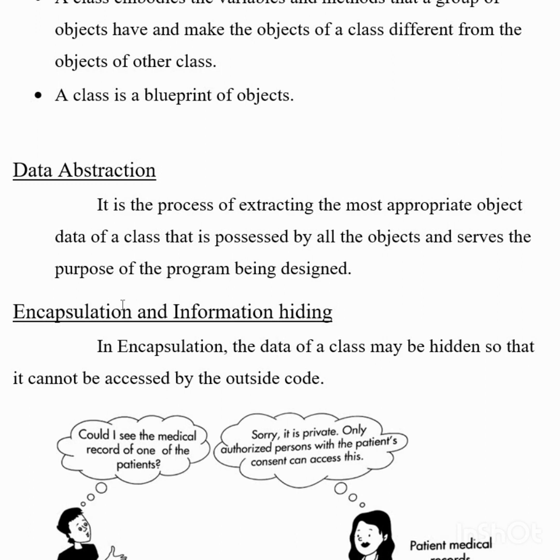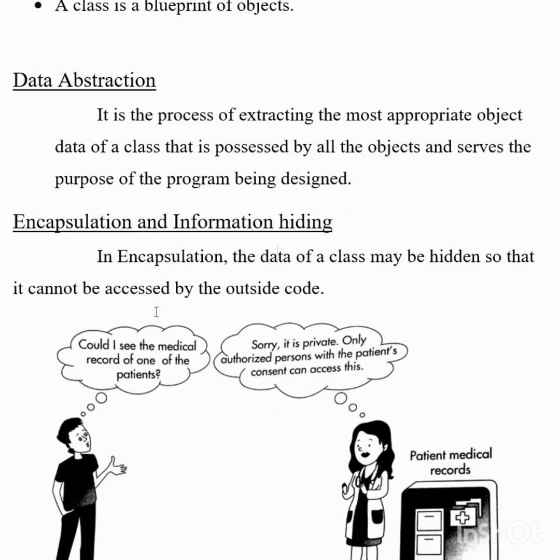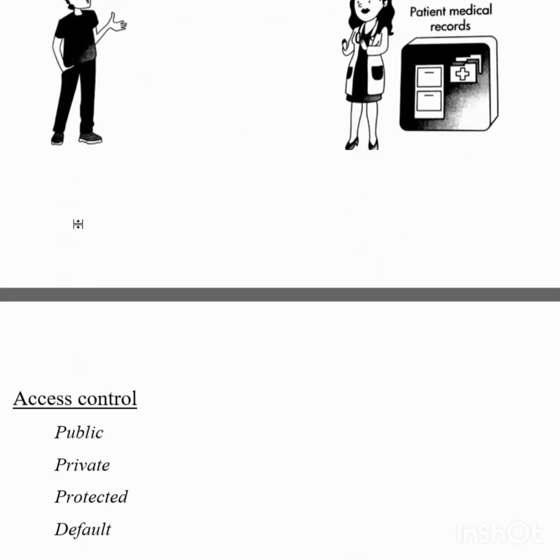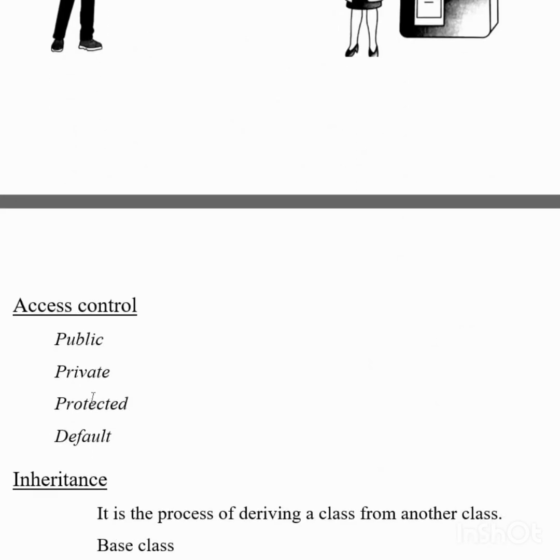The next topic is encapsulation and information hiding. Encapsulation is nothing but a grouping of variables and methods into a class. Encapsulation is one of the fundamental concepts in Java. In encapsulation, the data of a class may be hidden so that it cannot be accessed by the outside code. So there are four access specifiers. They are public, private, protected, and default. All these are applied to variables, constructors, methods, and classes, but private and protected exclude top-level classes.